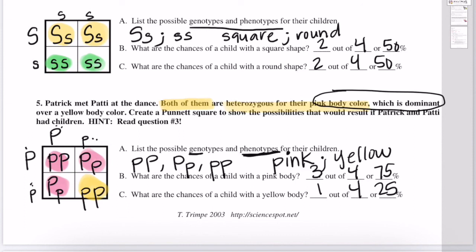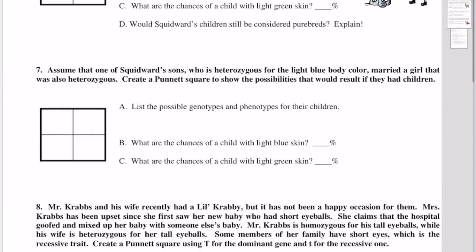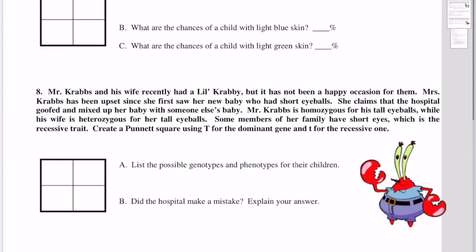I hope that this was a good refresher for your Punnett squares, and I encourage you to go ahead and review by doing questions 6, 7, and 8 on your own.